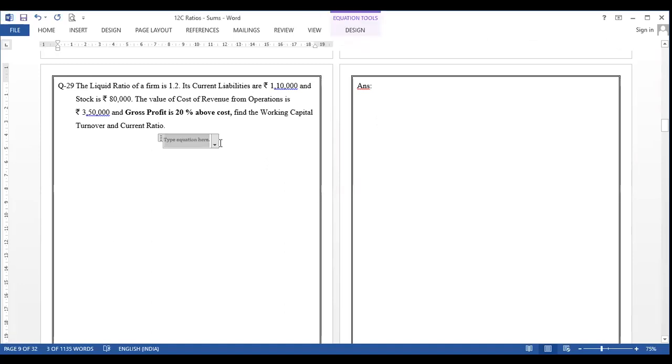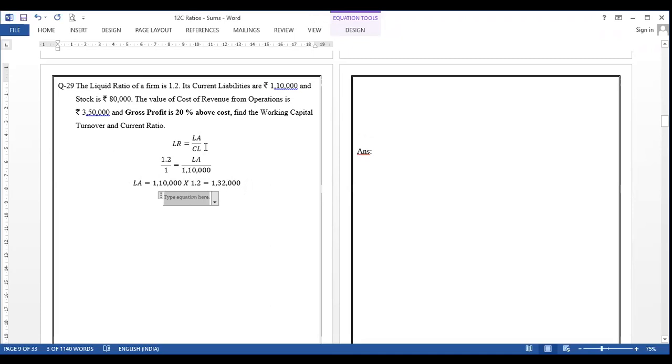Sir, liquid ratio is given and current liabilities are given, so by putting in the liquid ratio formula we will find the liquid assets. That's correct. So liquid ratio is liquid assets upon current liabilities. Let us place the values over here. So liquid ratio is 1.2, liquid assets are not there with us, upon current liabilities is 1,10,000. So liquid assets will be equal to 1,10,000 into 1.2, that is 1,32,000.